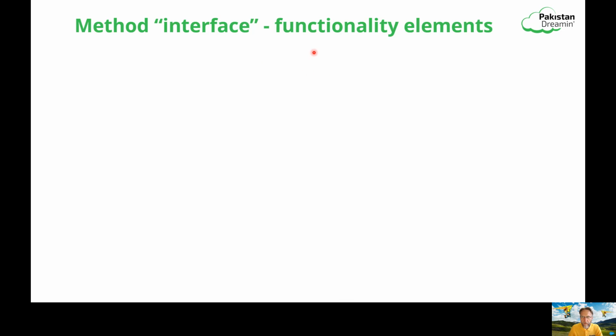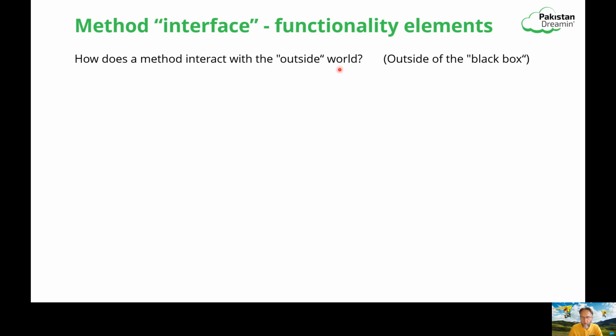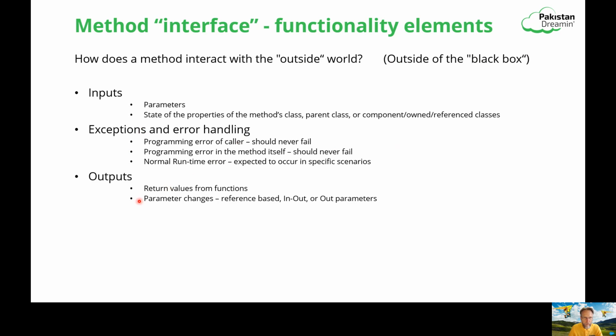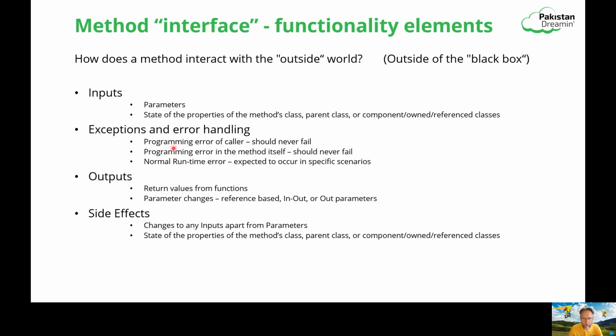So in terms of defining the functionality of a method, we're interested in the interface in the wider sense, meaning how this method interacts with the outside world. That's its interface in the wider sense, the outside world being outside of the black box. So we have inputs, exceptions and error handling, outputs, and side effects, as per the diagram we were just looking at. These are the ways a method actually interacts with and changes the outside world. And therefore, these are all elements of the contract, elements of the functionality, the defined functionality of a method, the specification of a method in effect, and therefore the contract.